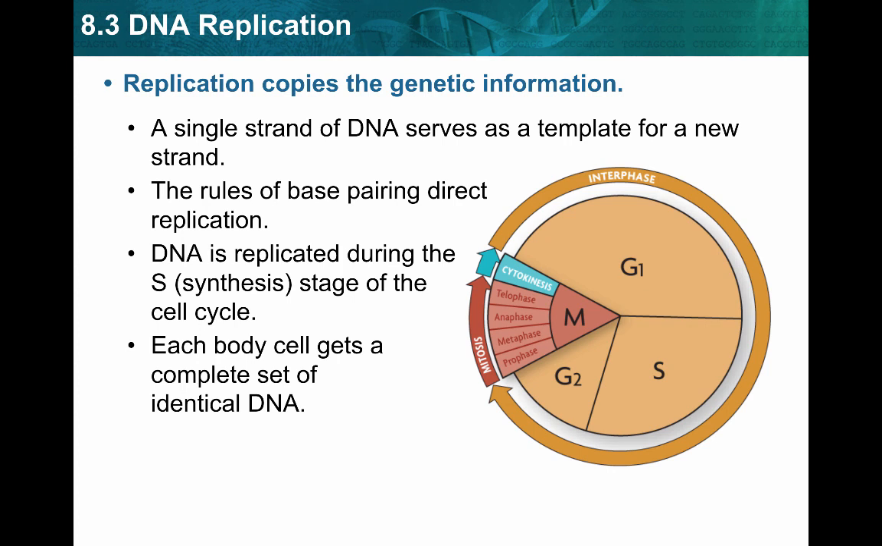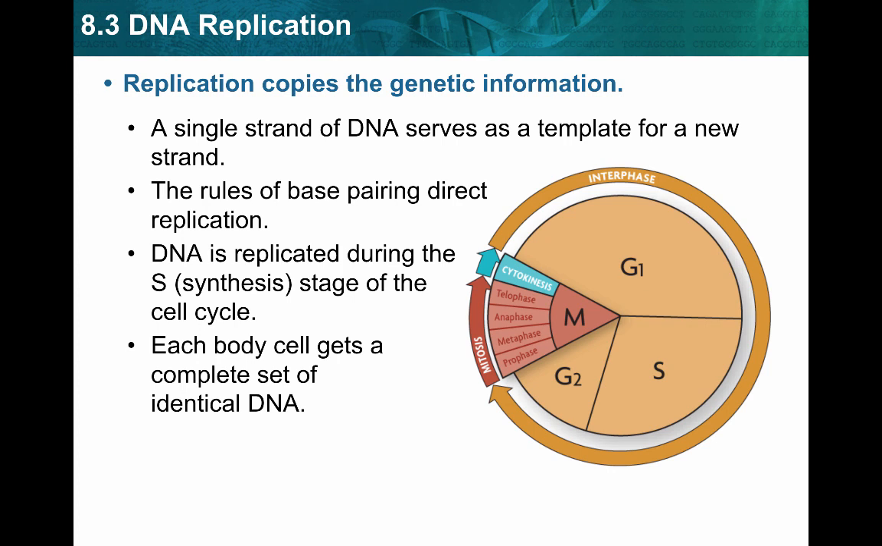So we know that A always pairs with T, right? Adenine always pairs with thymine, and cytosine always pairs with guanine. And since that's the case, when you know one side of your DNA strand, you know the other side because of that complementary base pairing that we have. So during that S phase, the DNA replicates by splitting in half using what we call semi-conservative replication.